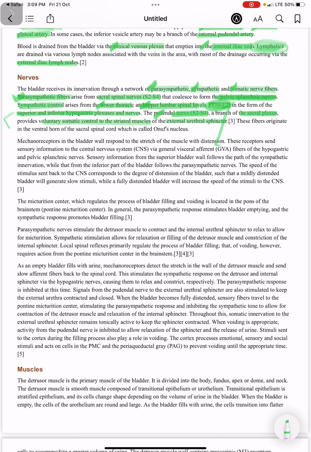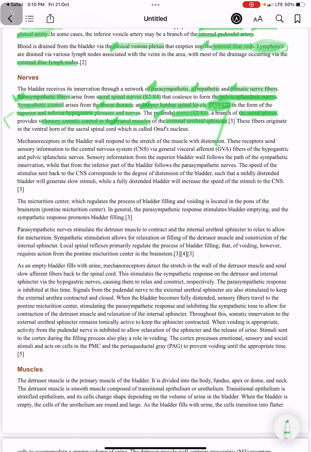So this pudendal nerve is a branch of the sacral plexus. It provides voluntary somatic control to the striated muscles of the external urethral sphincter. Pudendal nerve, S2 to S4.